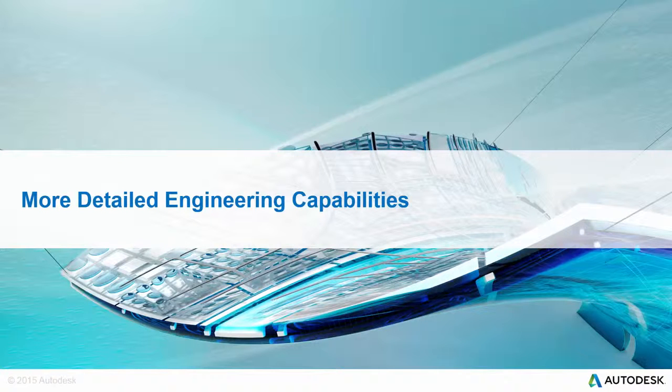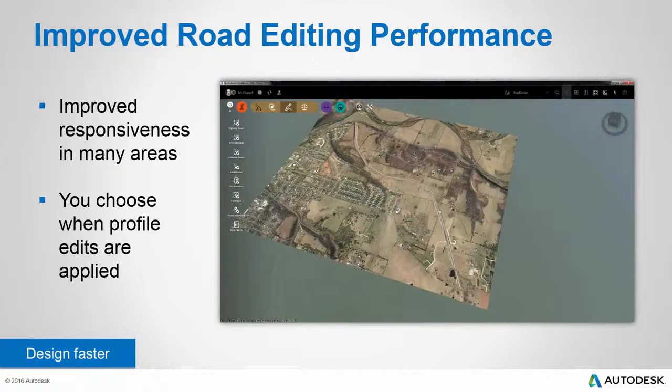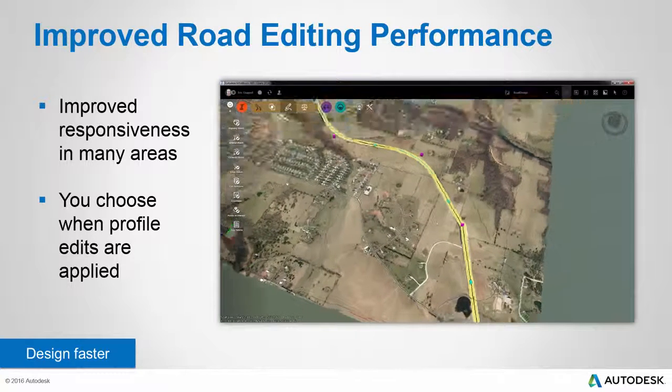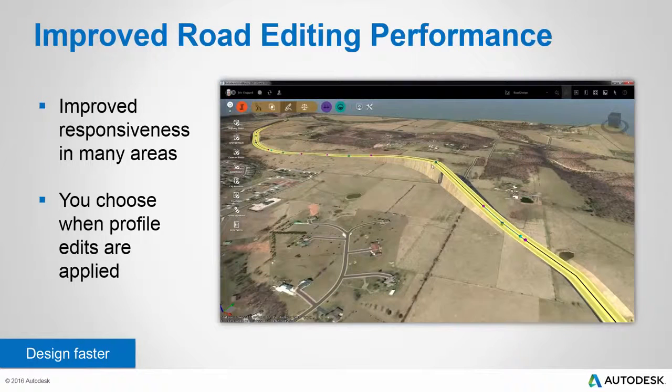Let's talk now about additions and enhancements that have been made with InfraWorks 360's detailed engineering capabilities. Let's start off with improved road editing performance. You'll find that in many areas when you're editing roads in this latest update to InfraWorks 360, they're just faster. You'll notice on the screen now as I'm making changes using the gizmos on the road, just making graphical changes, the changes are implemented much more quickly in the model.